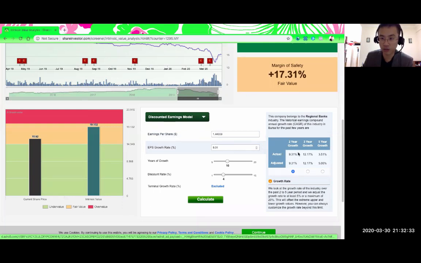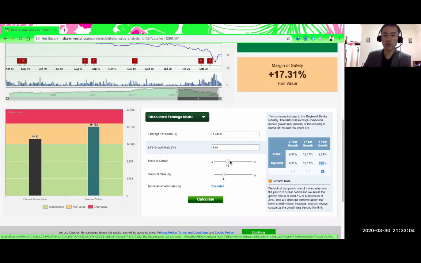You click growth rate: 2 year, 3 year, 5 year. What is the actual growth rate of Public Bank? You can use a 2-year growth rate, a 3-year growth rate, or a 5-year growth rate. If you use a 5-year growth rate, it's 3.51, which is also too low. Let's use 5 year. Let's see. So it adjusted to 5.